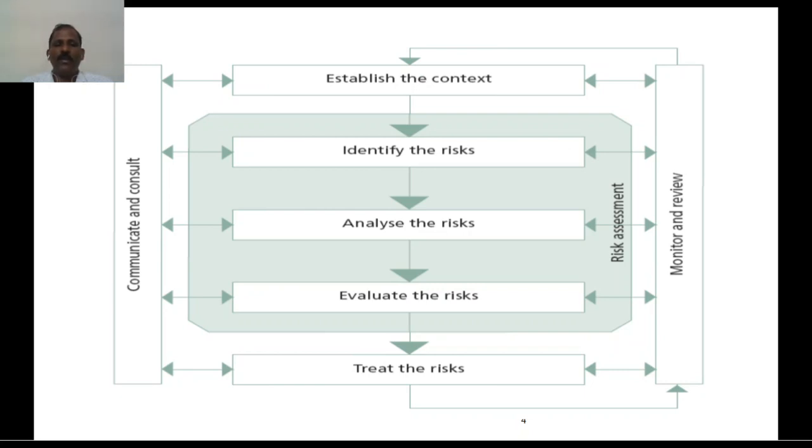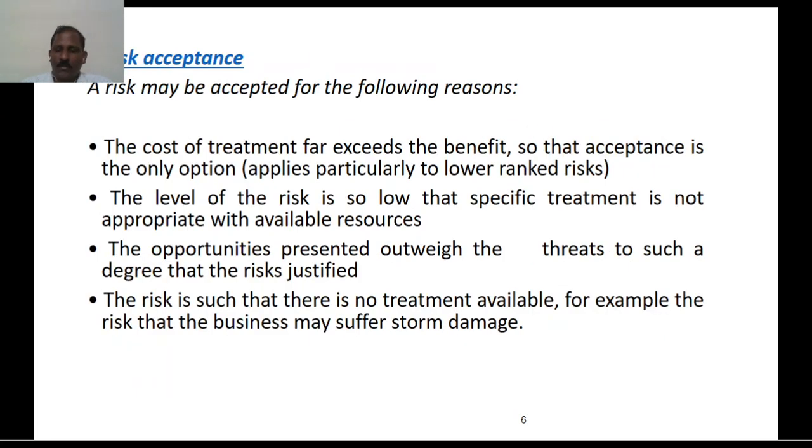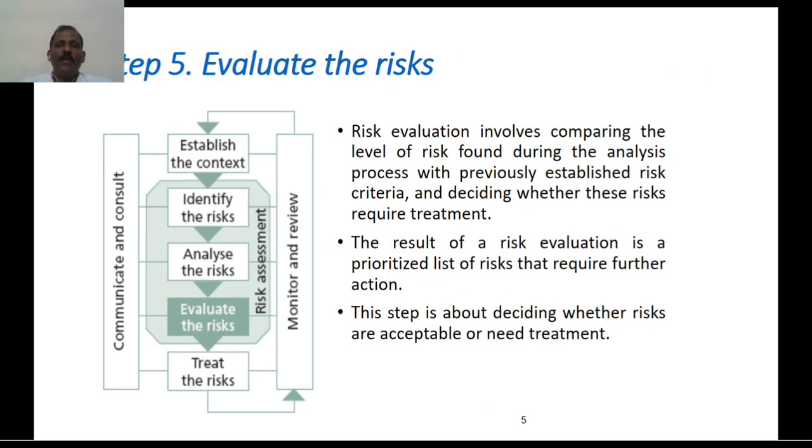As you see, communicate and consult is indicated with a two-way arrow at every stage, towards every stage. Similarly, monitor and review is also indicated with a two-way arrow. So the last step links back to the second step. That is a circle, which continues if a revision is required or a change has to be incorporated. So now the fifth step, evaluate the risk.